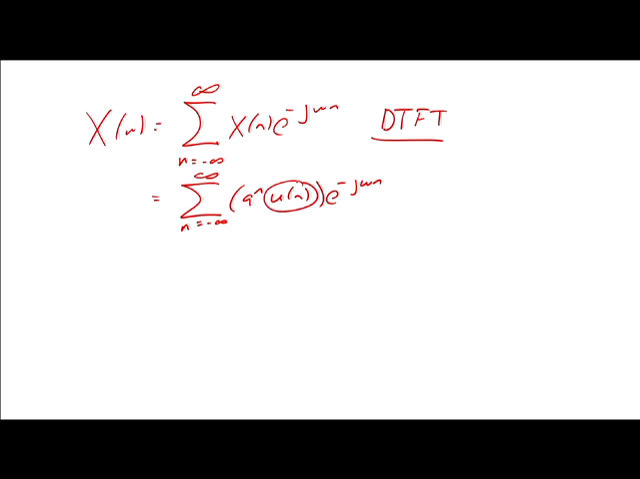Now, this u of n here, that's really cool. It's going to affect our lower limit of n equals minus infinity. It's all going to be 0 until n equals 0. So, as a result, the sum goes from n equals 0 to plus infinity of a to the n e to the minus j omega n. Now, the next thing I'm going to do is the following.